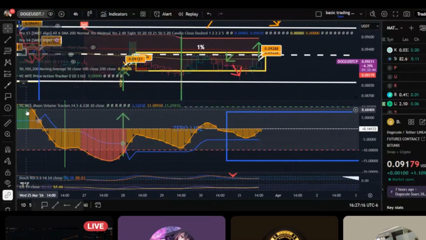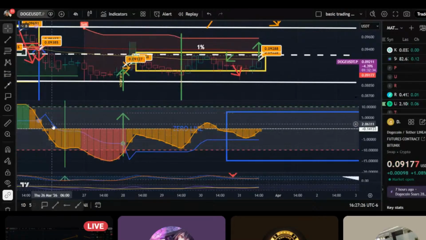This is called the VCMTE moon indicator volume tracker. This is our indicator. We designed it and built it. And this is what we use to basically confirm all the other things.